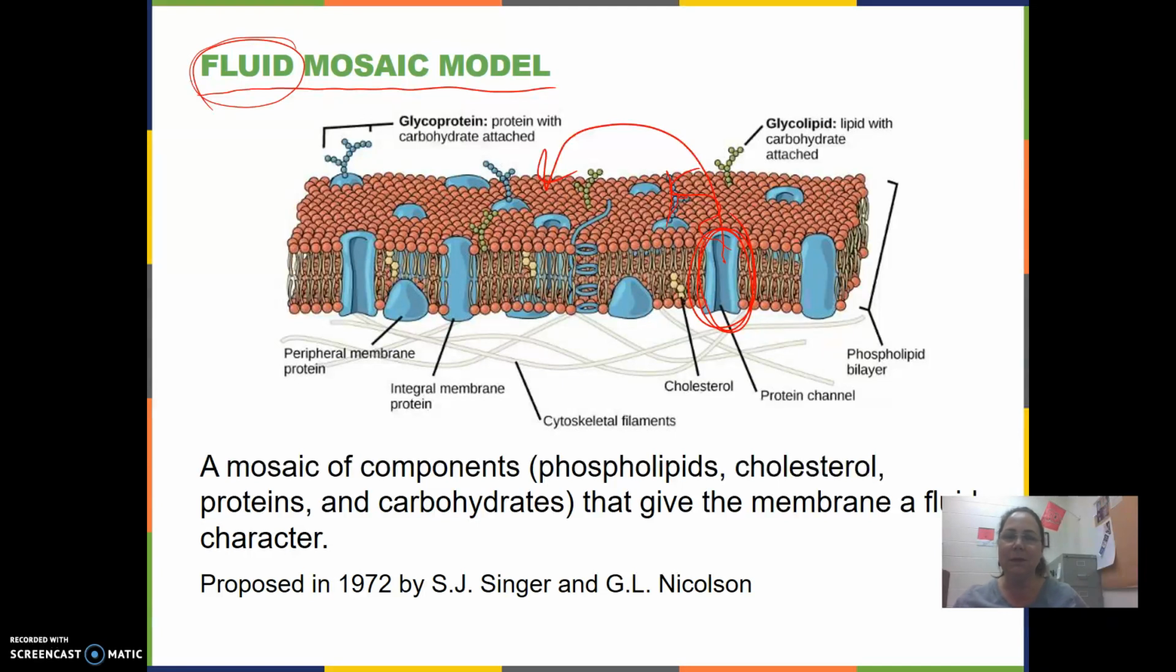And mosaic means that the components are scattered. They're a mosaic of components. The components are phospholipids, cholesterol, proteins, and carbohydrates. And they give the membrane a fluid character. Now, it's not as fluid as water, but it is not a solid either. So the plasma membrane is a fluid structure. It's just more of a thicker fluid.